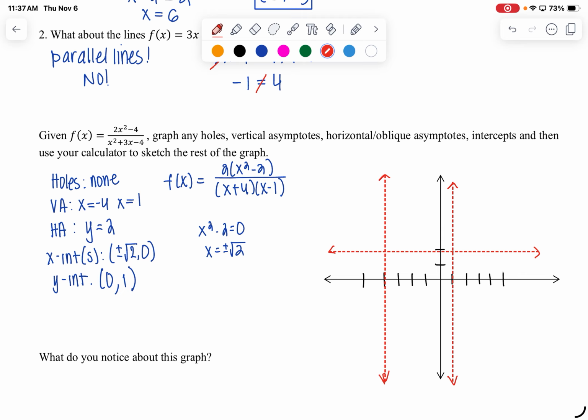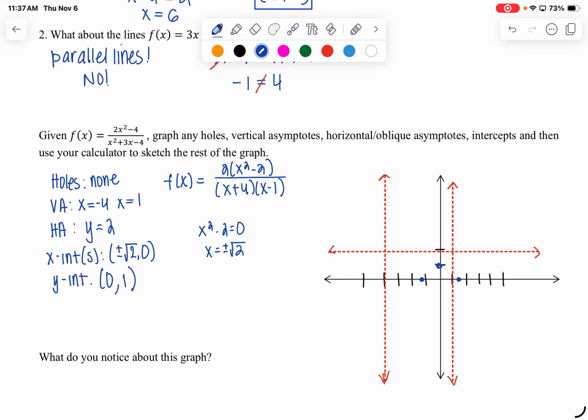Okay. All right, now there were no holes, but I'm going to graph the x-intercepts that I know. So I have an intercept at root 2, comma 0. So that's right, root 2, which is a little bit more than 1, comma 0. And then negative root 2, comma 0. So like there-ish. And then I have a y-intercept of 0, 1 right there.